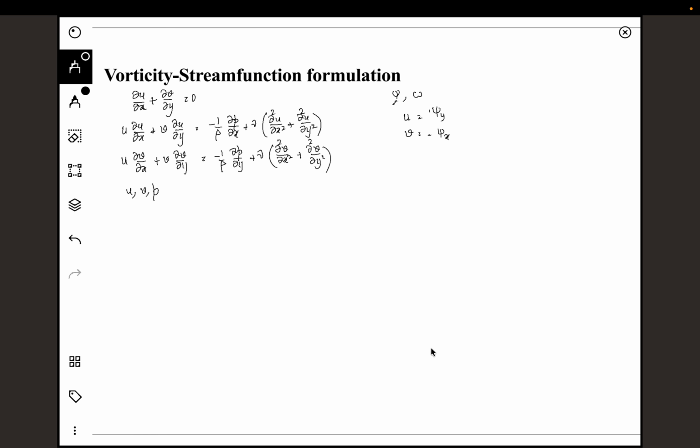And we define omega as del v del x minus del u del y. So when we define it like this, if you substitute this into the continuity equation, u_x plus v_y will be psi_yx minus psi_xy, which is 0. So the continuity equation is satisfied by default.